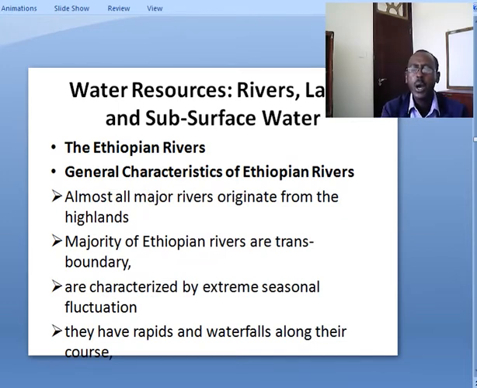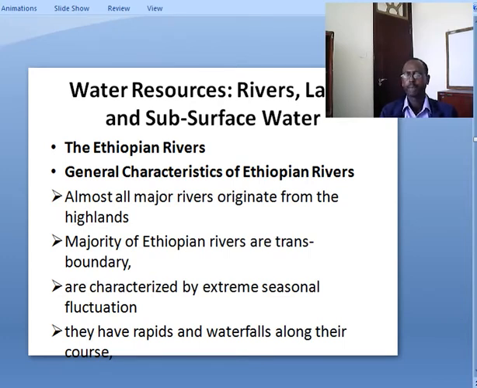Now, having seen this, water resources, that is rivers, lakes, and surface water. What does it look like? First, the Ethiopian rivers. What are the general characteristics of the Ethiopian rivers? One, almost all major rivers originate from the highlands. They originate from the highlands of Ethiopia. Two, the majority of Ethiopian rivers are transboundary, meaning that they go out of Ethiopia.